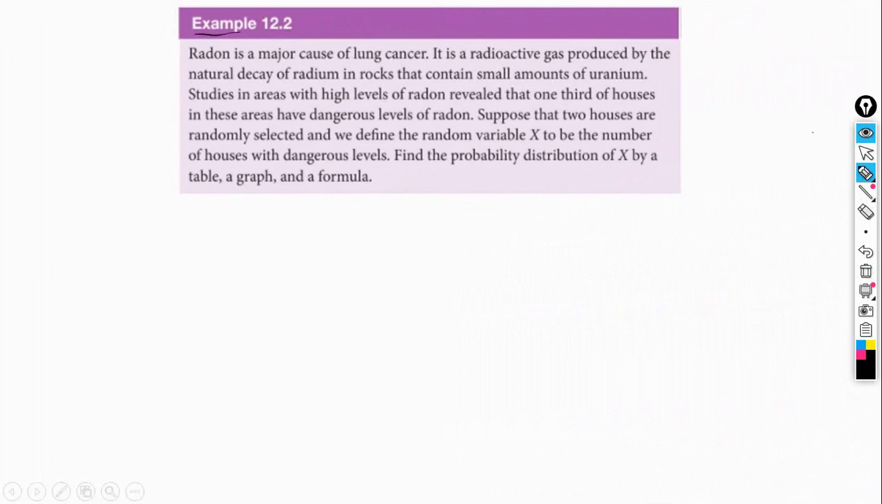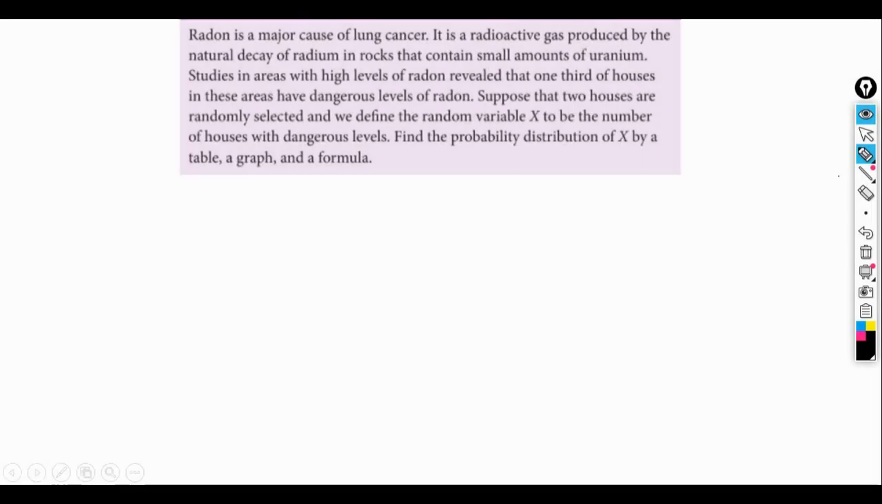Next we have example 12.2, and it says radon is a major cause of lung cancer. It is a radioactive gas produced by the natural decay of radium in rocks that contain small amounts of uranium. Studies in areas with high levels of radon reveal that 1/3 of the houses in these areas have dangerous levels of radon. Suppose that 2 houses are randomly selected, and we define the random variable x to be the number of houses with dangerous levels. Find the probability distribution of x by a table, a graph, and a formula.